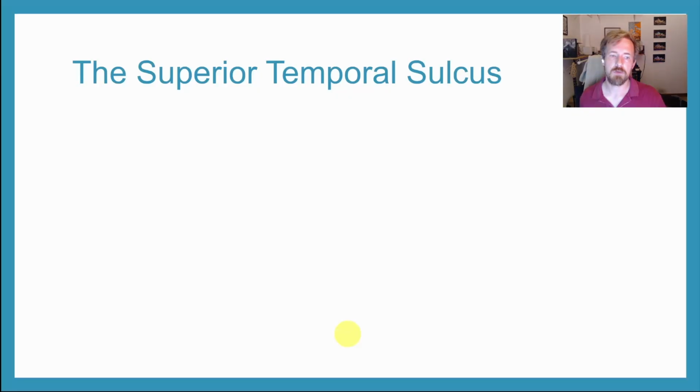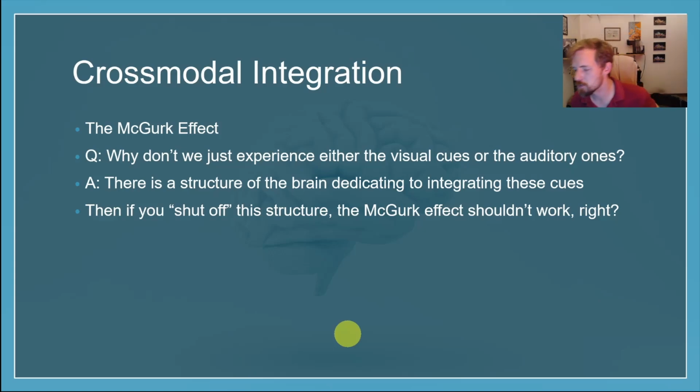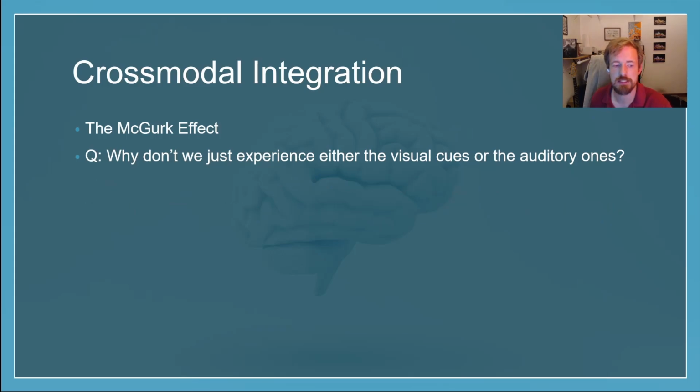I'm not going to spend too much time. Oh, I'll spend some time here because we have a research article about the McGurk effect. So with the McGurk effect, why is it that we don't just experience visual or audio? Well, it must be because, as we've learned earlier in the class, there must be some part of the brain that is going to put these together, that's going to resolve these differences. And if that's true, the logic should go that if you did not have this area of the brain, then the McGurk effect shouldn't work, right? Does that logic make sense?